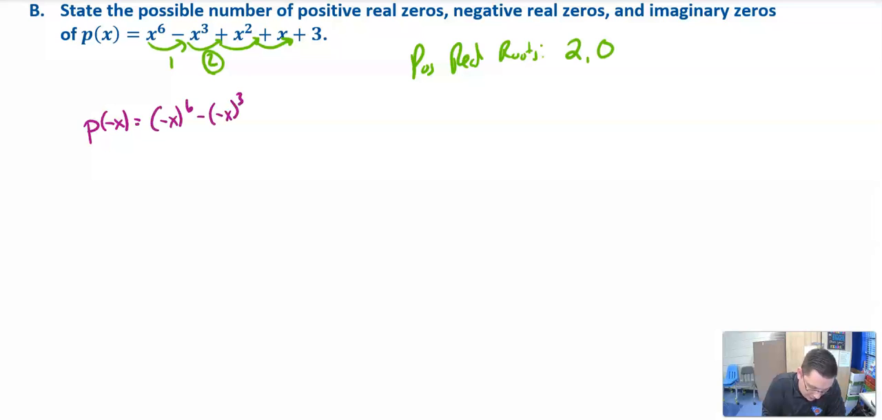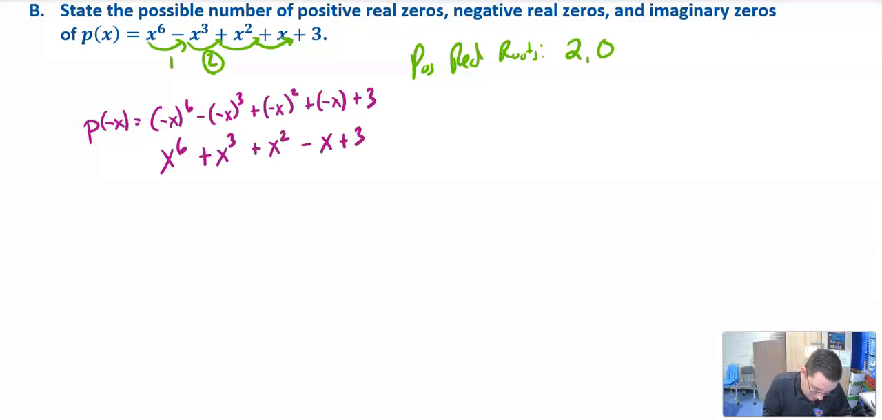We'll deal with our exponents, and then we'll deal with the multiplication because that's the order of operations. And so plus the negative x and plus the 3. So dealing with our signs, remember, a negative to an even power comes out positive. A negative to an odd power comes out negative. So we're going to get x to the 6th. This will come out negative, but a negative times a negative is a positive x cubed. Negative squared is going to give us positive, so positive x squared minus the x and plus the 3.